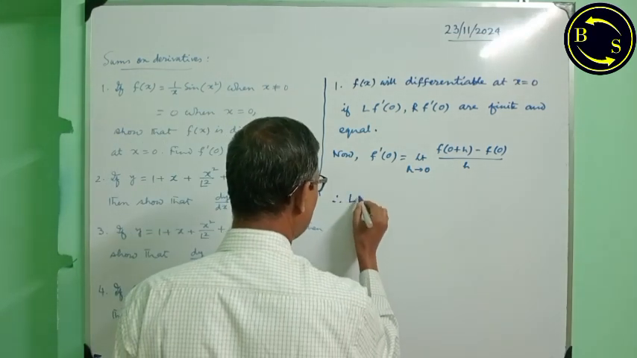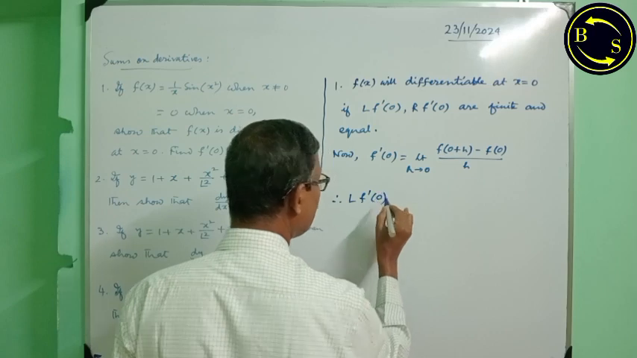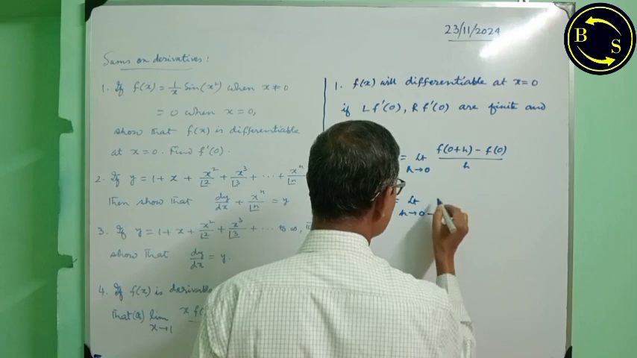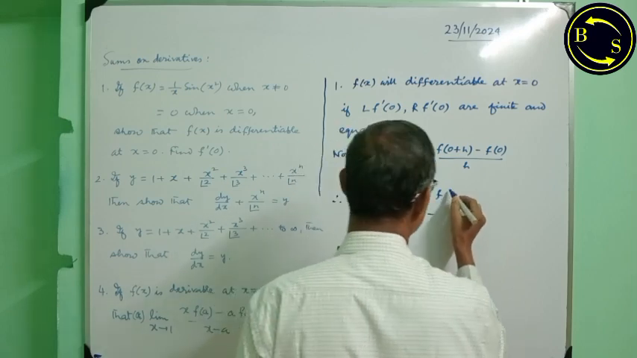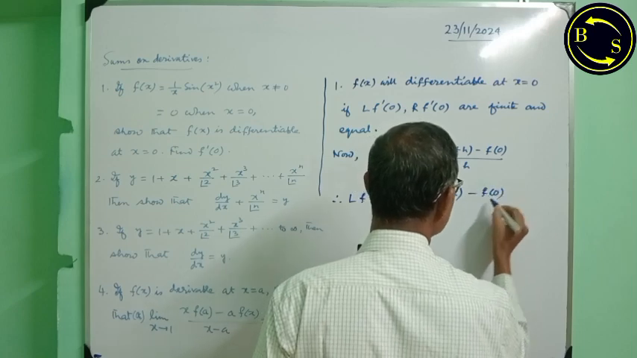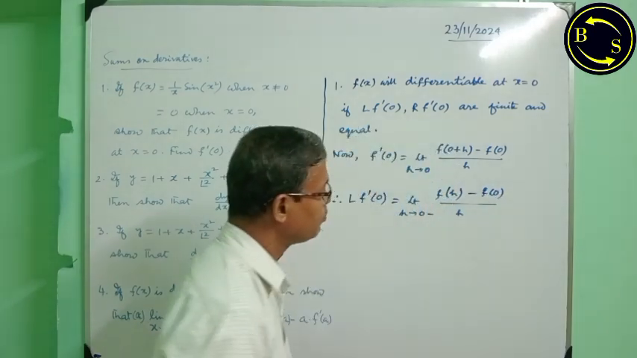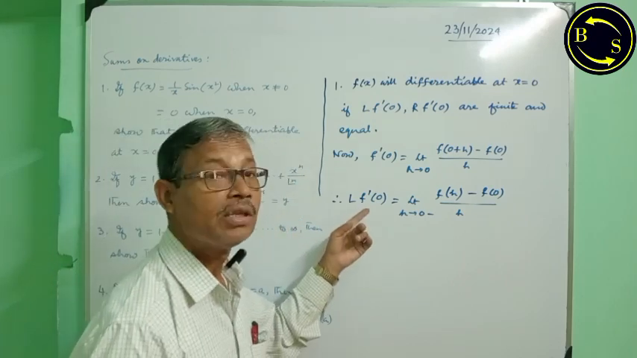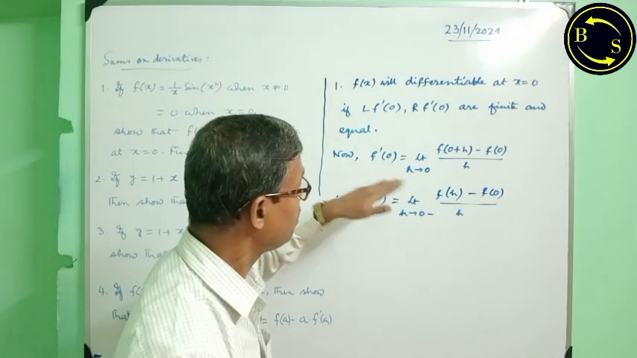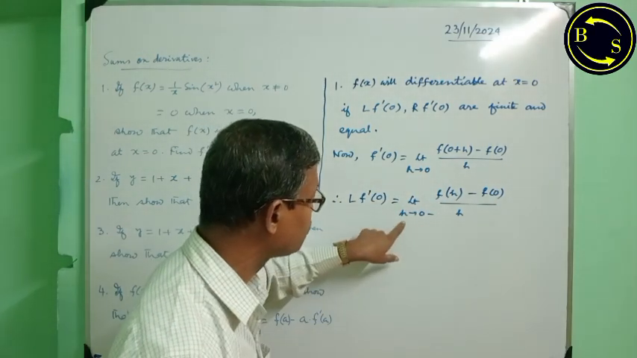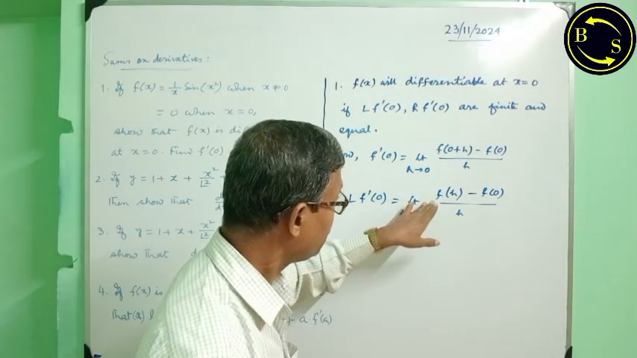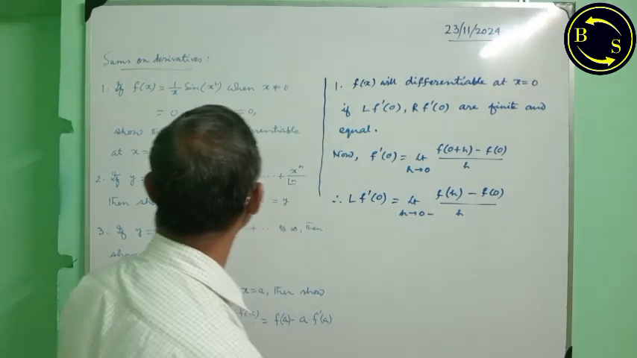Therefore, Lf'(0) is equal to limit h tends to 0 minus of (f(h) minus f(0)) by h. This is the left hand derivative as per definition. Now in the left hand derivative, h tends to 0 minus, f(0 plus h) means f(h) here. Therefore, h is negative.